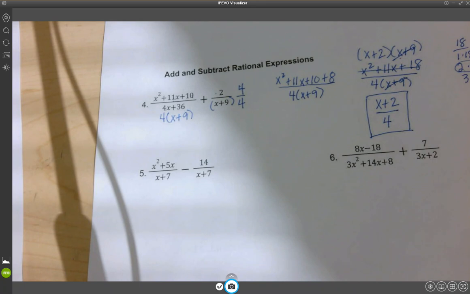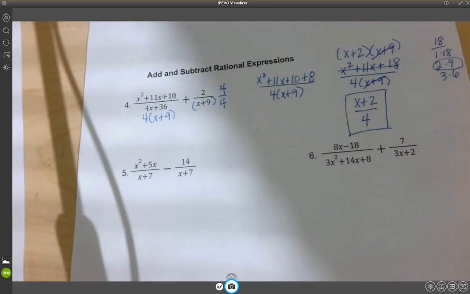So you should do all of the problems on this page, on both the front and the back.